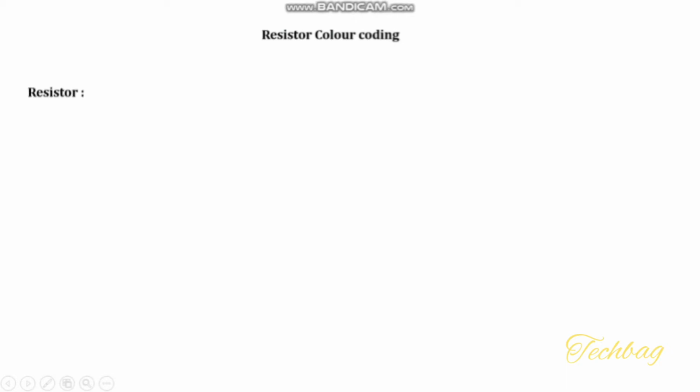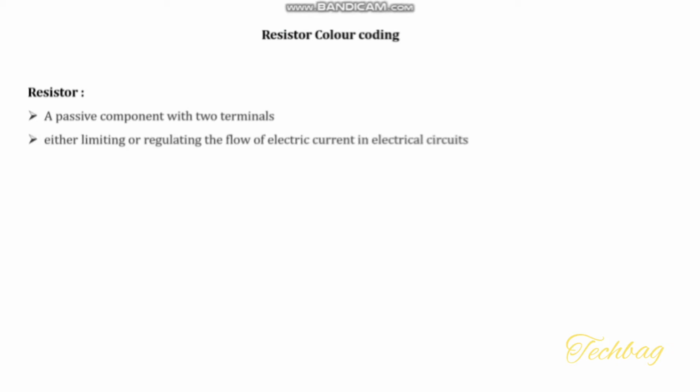So before entering into color coding, let us see what a resistor is. You all know about resistors. A resistor is a passive element, and the main use of a resistor is to limit the electric current in an electrical circuit. So it is either limiting or regulating the flow of electric current in an electrical circuit, and it will not store any electrical energy, and it will dissipate electric power as heat.